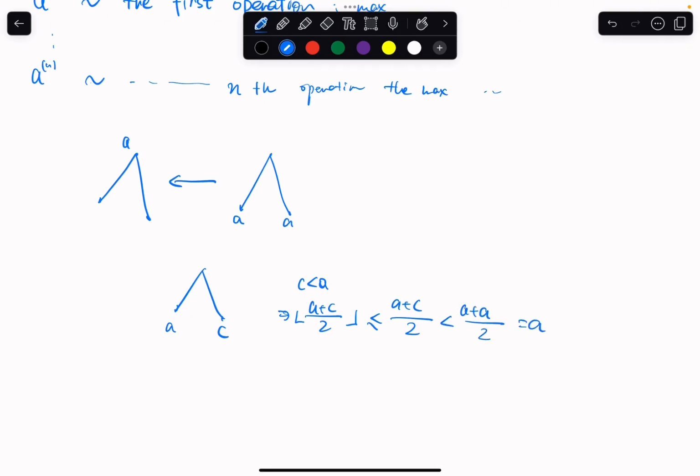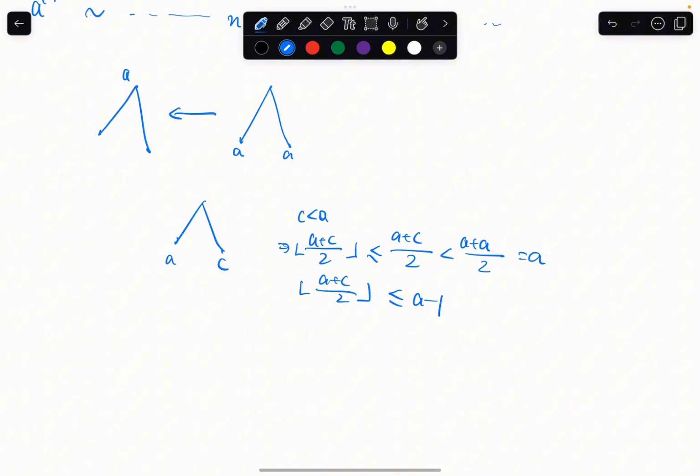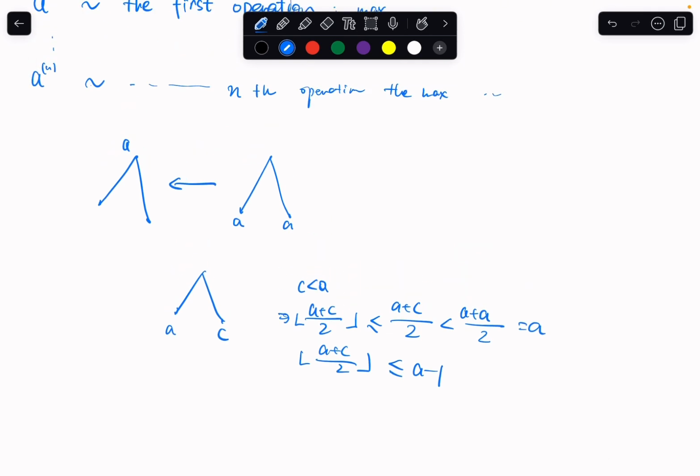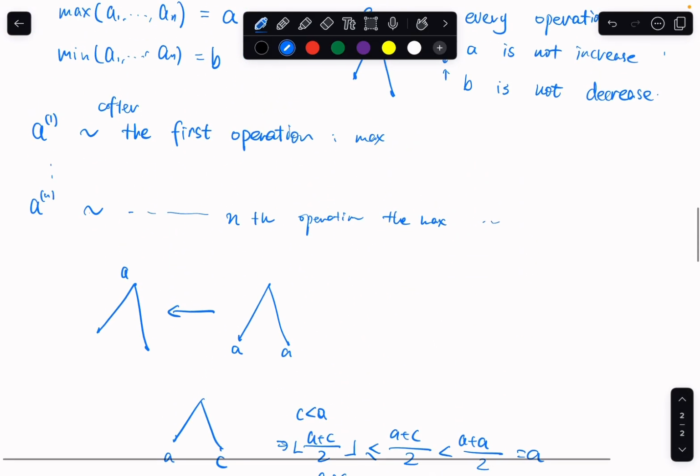So this A minus 1, so this can't be A. So if one vertex is the max, then all of the points neighbor to it are the max. So we can use this, because A is not increase and B is not decrease.